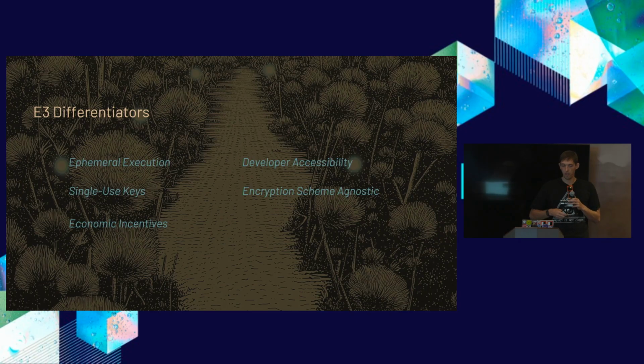Developer accessibility: because the heavy part of the computation is run off-chain, it allows us to write the bulk of the program using commonly accessible programming languages like Rust, or at least Rust is our favorite to write in. And then we're encryption scheme agnostic. So Enclave can add support for any FHE scheme that has an implementation of distributed key generation and threshold decryption. Initially, we're supporting BFV and TFHE, but we'll look to add support for other encryption schemes over time.